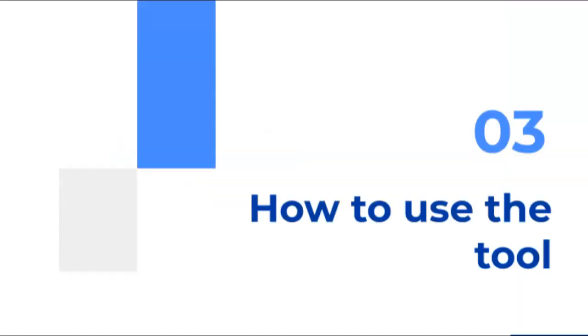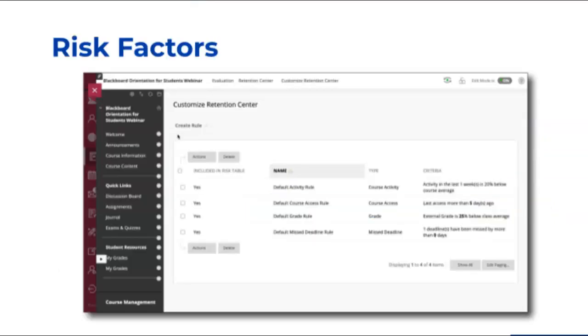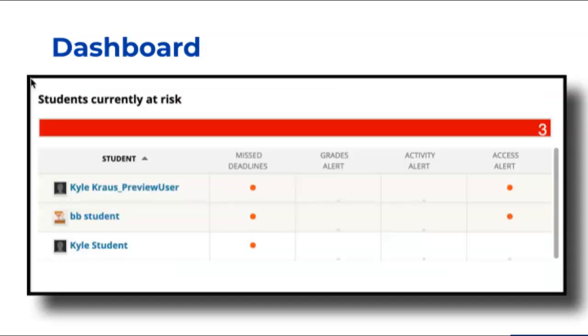So let's dive into how to use the tool. First, we will review the features of the Retention Center and then do a deeper dive into its use. Risk factors. Blackboard's Retention Center has default rules that trigger alerts when students meet criteria, such as not accessing the course for a week, missing deadlines, or scoring below a certain grade threshold. Faculty can customize them or add new rules tailored to their specific course's requirements. The Retention Center dashboard presents a quick view of which students are at risk and why. This makes it easier for instructors to intervene and offer support where needed.